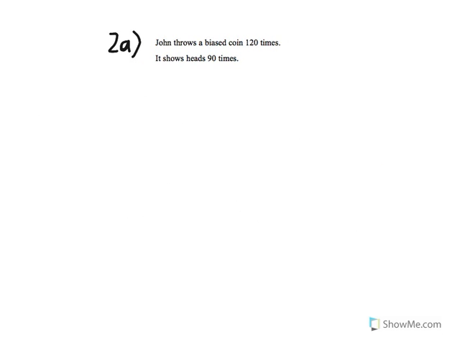Alright, so in question 2a, John throws his biased coin 120 times and it shows heads 90 times. So he throws the coin once more and you have to estimate the probability that the coin will show tails. Now, let's say for example I had a dice, okay? And on this dice, I had 1, 2, 3, 4, 5, 6, like a regular normal dice, right?